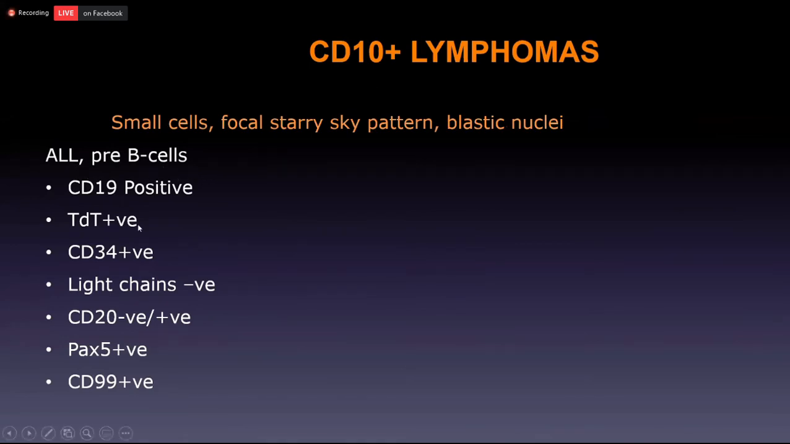Again, pre-B-ALL, as I mentioned, in contrast to Burkitt's lymphoma, the pre-B cells are TdT positive and CD34 positive. And generally, in contrast to Burkitt lymphoma, CD20 is either negative or very dimly expressed.